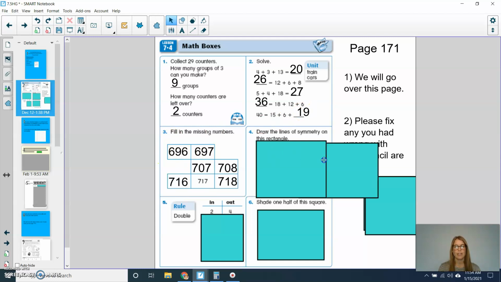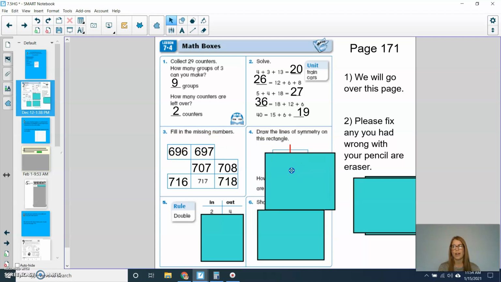For question 3, fill in the missing numbers. So they gave us 717. I know 1 less is 716. I know 1 more is 718. Then 10 less would be 707. 1 more than that would be 708. 10 less than 707 would be 697, and then 1 less would be 696.